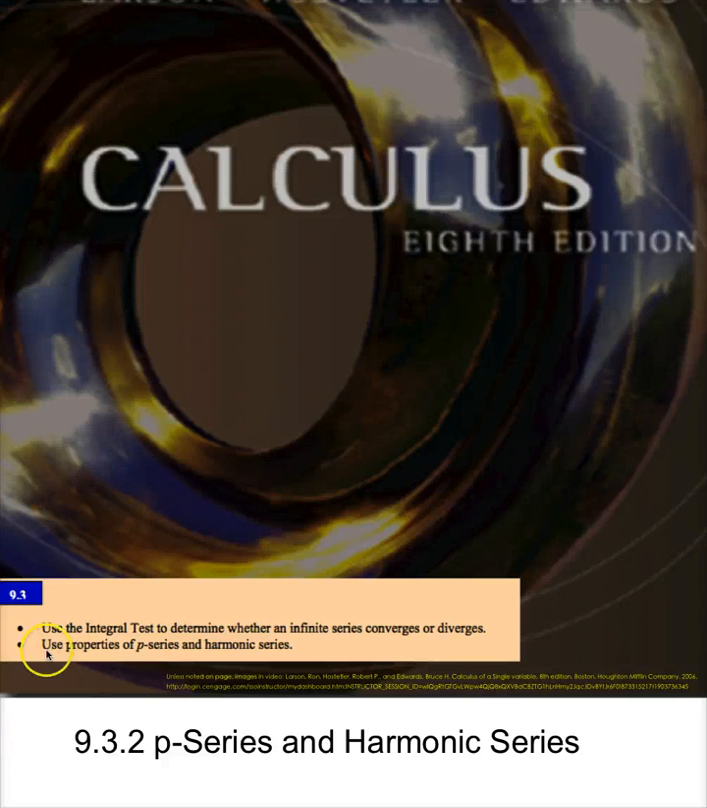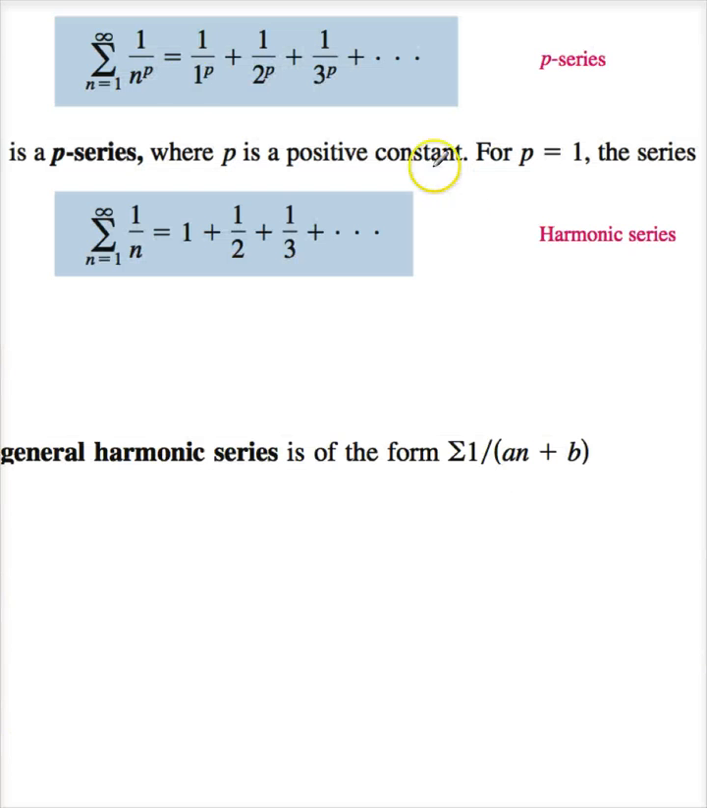Now let's look at the p-series and the harmonic series. The p-series is defined to be the sum of n goes from 1 to infinity of 1 over n to the p, where p is my exponent. So this is going to be 1 over 1 to the p, plus 1 over 2 to the p, plus 1 over 3 to the p, etc. Now, this is a p-series, and p is a positive constant.